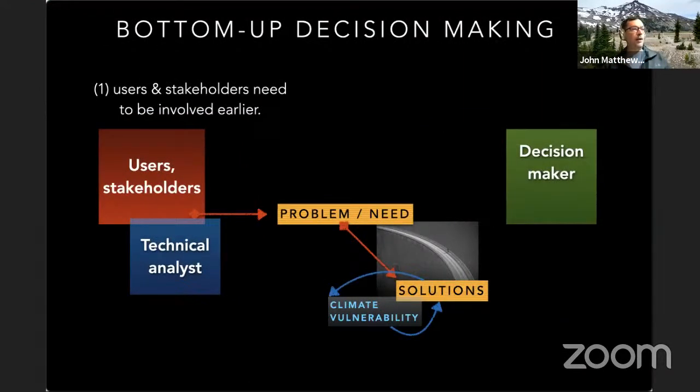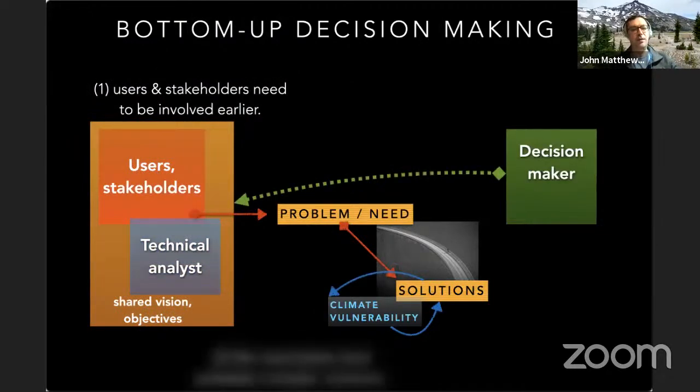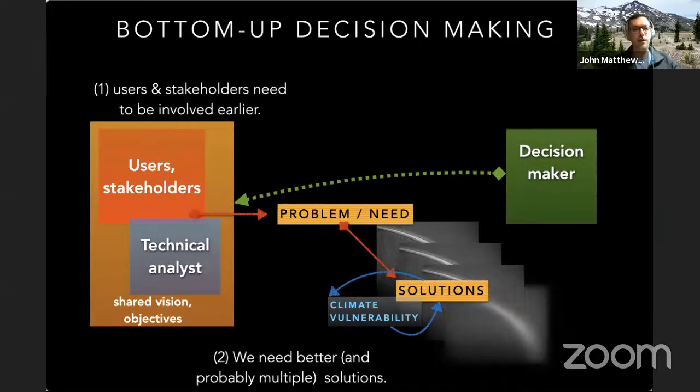I would say over the last 10 to 12 years, there's been a real shift and emphasis in trying to think about bottom-up decision-making. And this reverses many of the roles in some dramatic ways. Maybe the most important is having the technical analyst, many of you, I understand, that are here are in engineering schools or programs, actually become very involved with users and stakeholders at the beginning of a process, and try to develop a sense of shared vision of what are the problems, what does success and failure really look like, and try to define that problem or need.